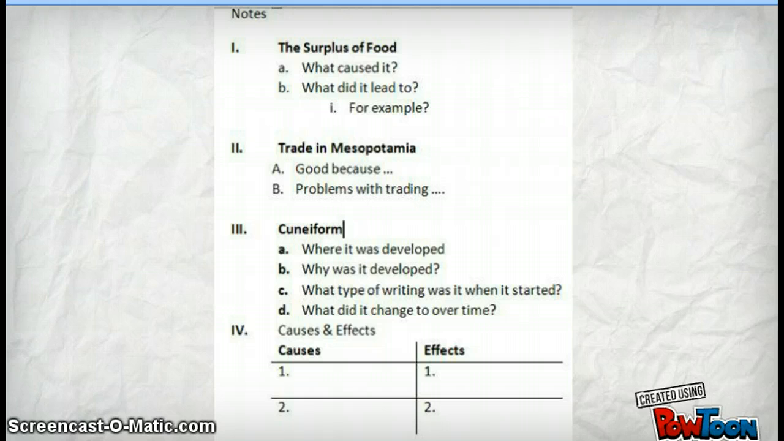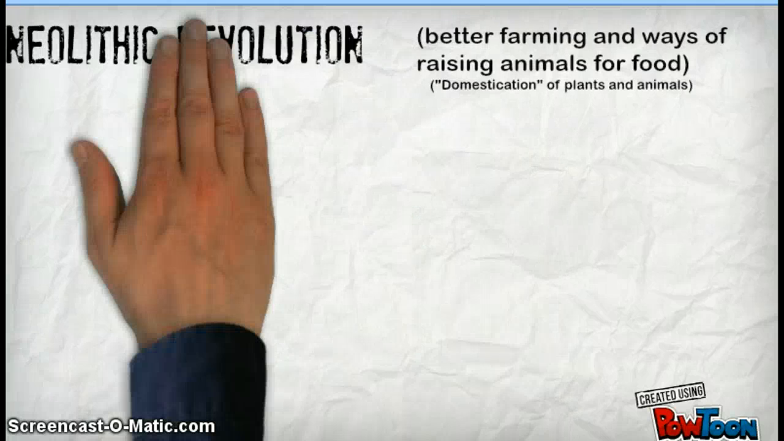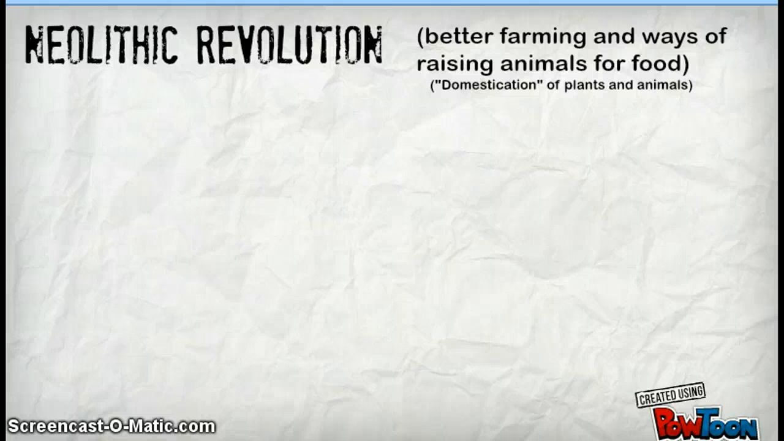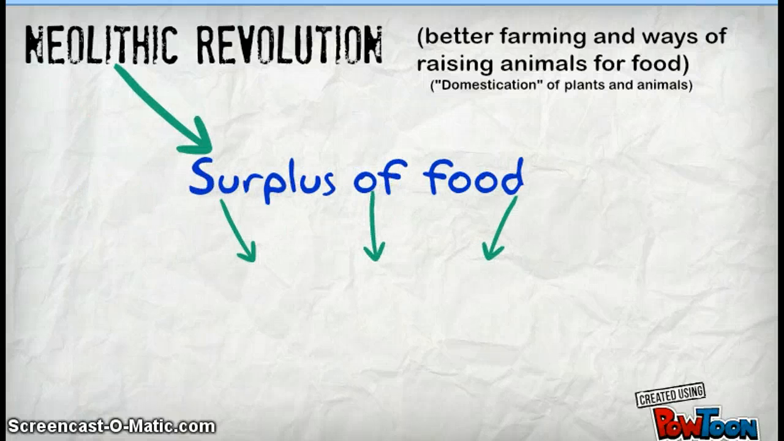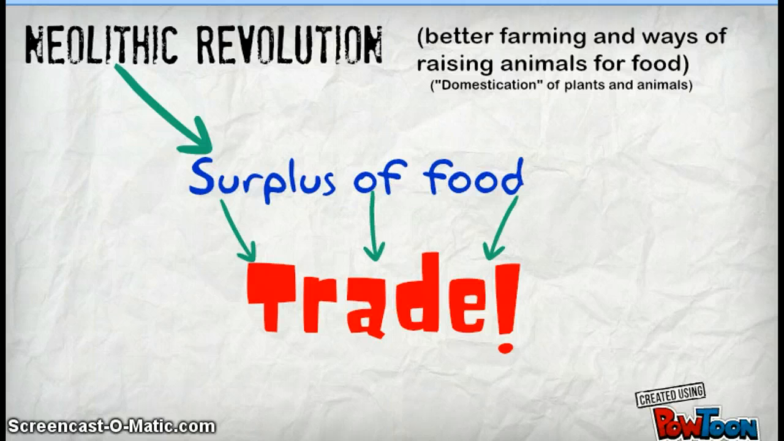Okay, so let's begin. To remind you, we're talking about this whole unit, the Neolithic Revolution, right? And the best thing I think about the Neolithic Revolution, just to remind you, better farming and better ways of raising animals for food, what we call the domestication of plants and animals. The greatest thing about the Neolithic Revolution is that it led to a surplus of food for human beings. Now, that surplus of food by itself led to something really astounding, which is called trade, right?